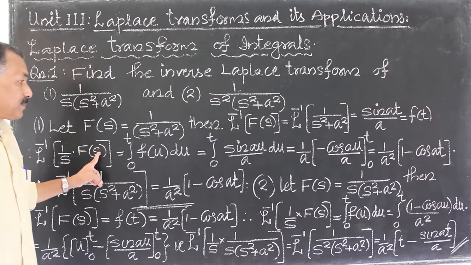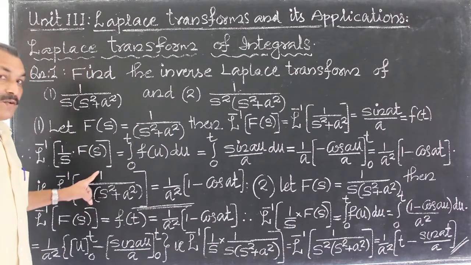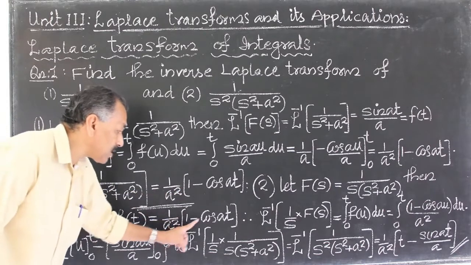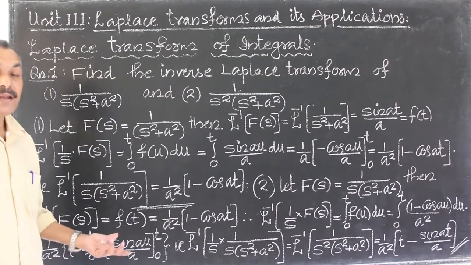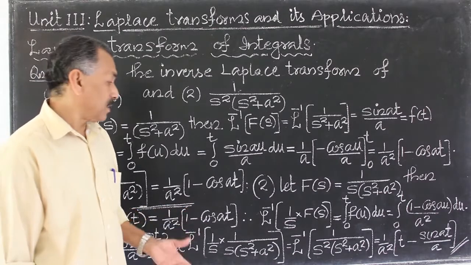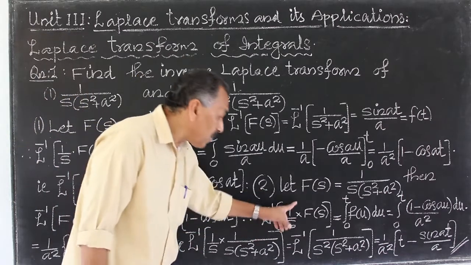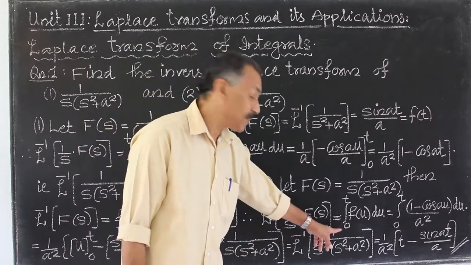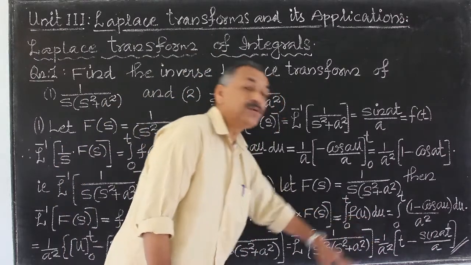Then 1 by s into f of s means 1 divided by s into s square plus a square. L inverse of f of t is equal to 1 by s square into 1 minus cos at. Then we do the Laplace inverse of an integral, the Laplace inverse of 1 by s into f of s, which is the integral from 0 to t of f of u du.